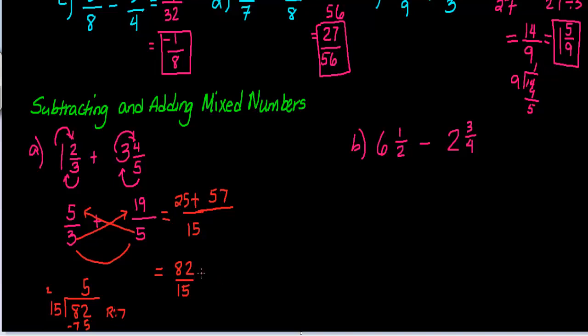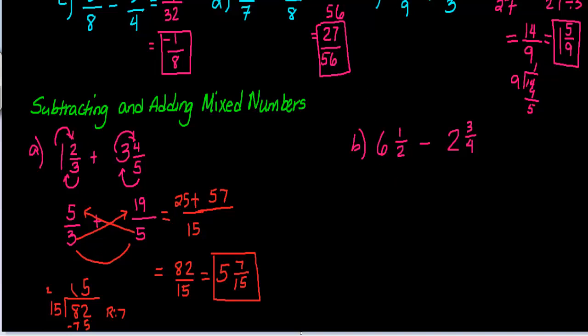So I can write this as the quotient, which is 5, the remainder, which is 7, over the divisor, which is 15. And this is your answer for this addition problem.